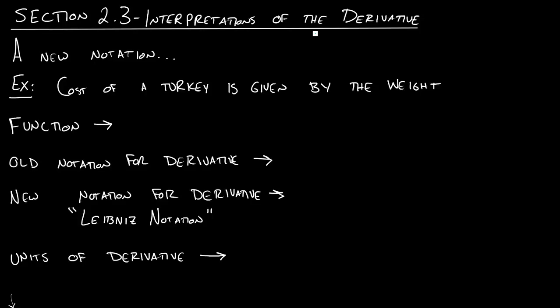But the content for today is we're looking at interpretations of the derivative. So we've gotten really good with interpreting functions from section 1. So let's say I had a function that told me the cost of a turkey, in dollars, and it's a function of the weight of the turkey, in pounds. All right? And so the notation for the derivative that we would have before is just f prime of w.